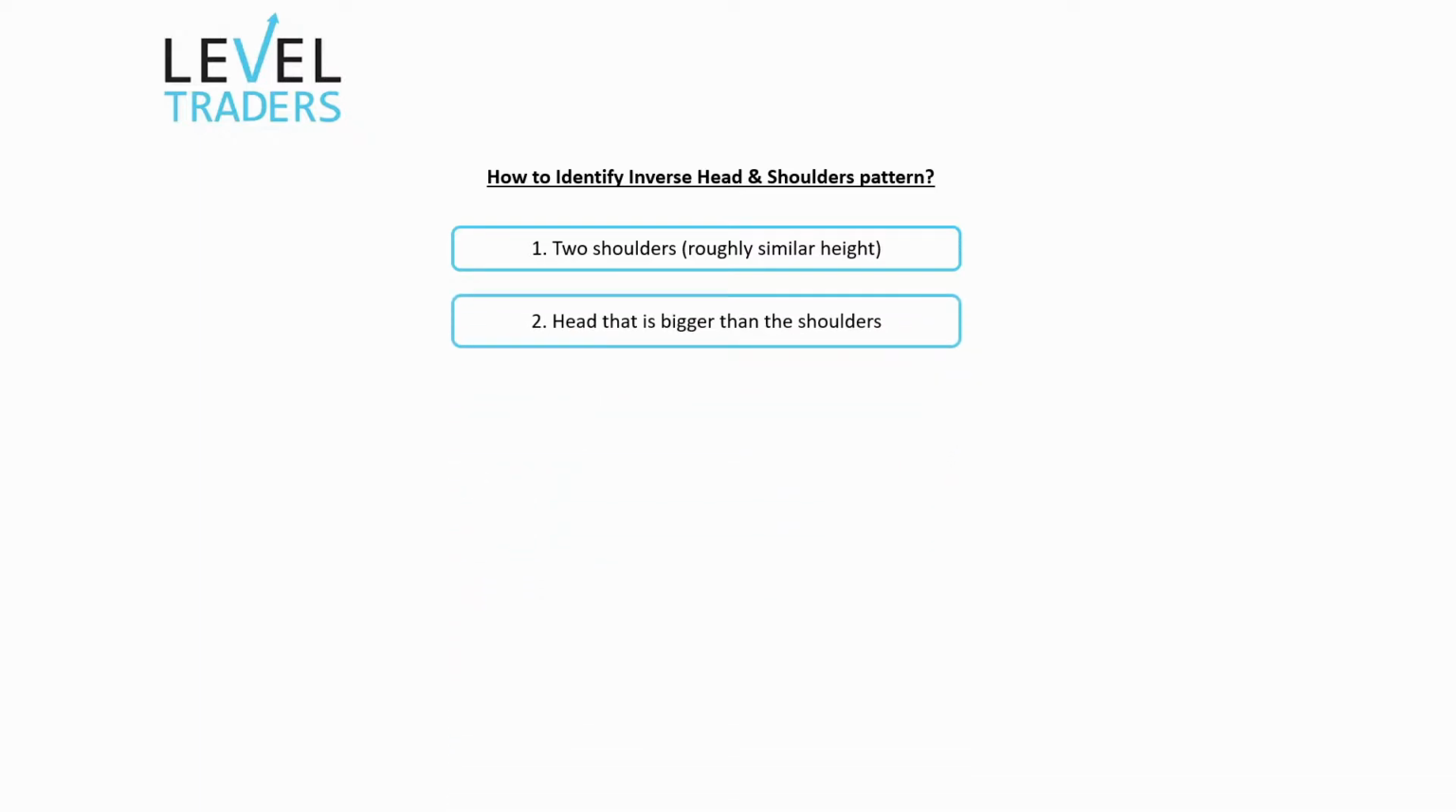So firstly, how do we identify an inverse head and shoulders pattern? Well, there needs to be two shoulders of roughly similar height. Then there's the head, which should be bigger than the shoulders to form the pattern. And finally, this should be followed up with a neckline break. Let me now show you how this works using a real example.